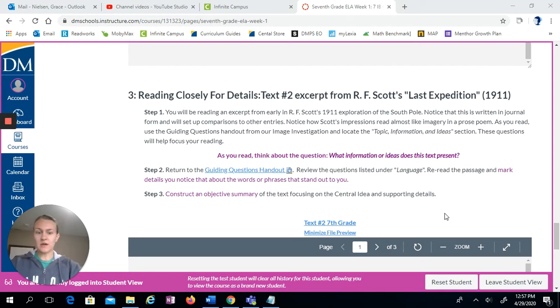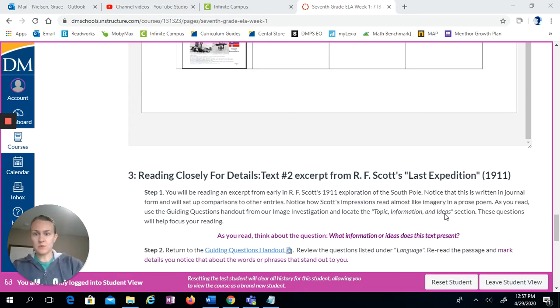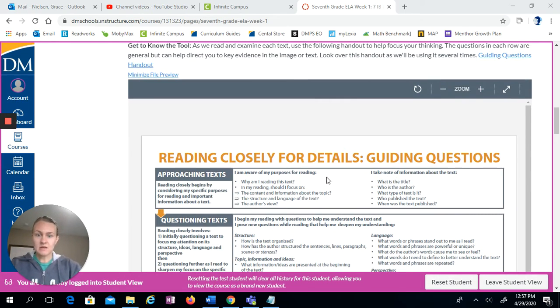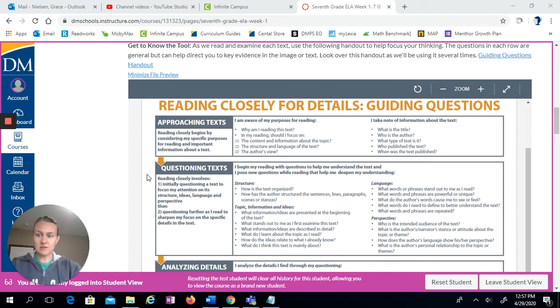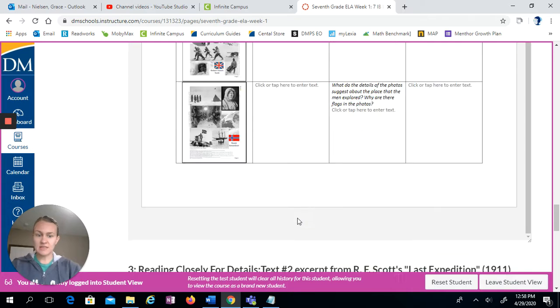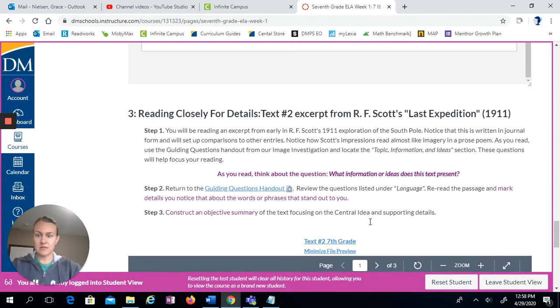All right, guys, we are on part 3. So last part of this week's lesson. So we used some of those guiding questions and looking for detail skills to look at these pictures. Now we're going to do the same types of skills to look at the reading.